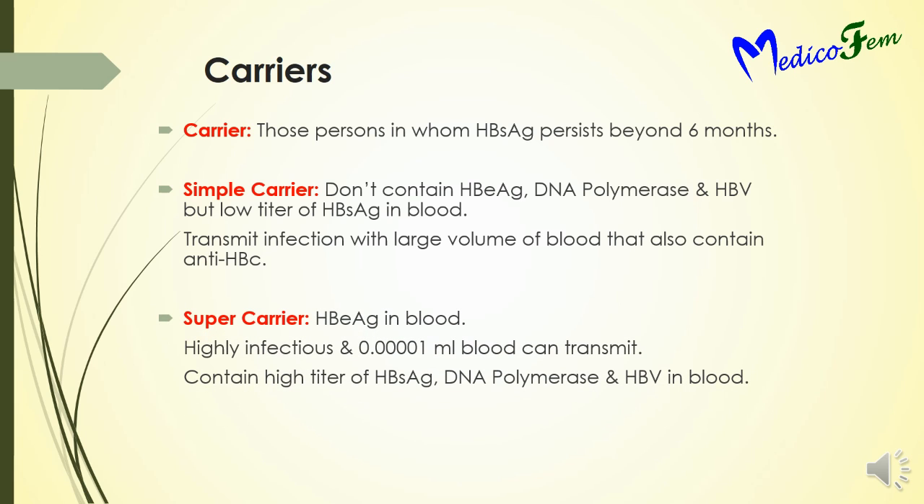The other is the supercarrier. They have a very high level of E antigen in their blood and they show very high infectivity. Even 0.01 microliter of blood can transmit infection. And they have a very high level of surface antigen, DNA polymerase and HBV DNA in their blood.